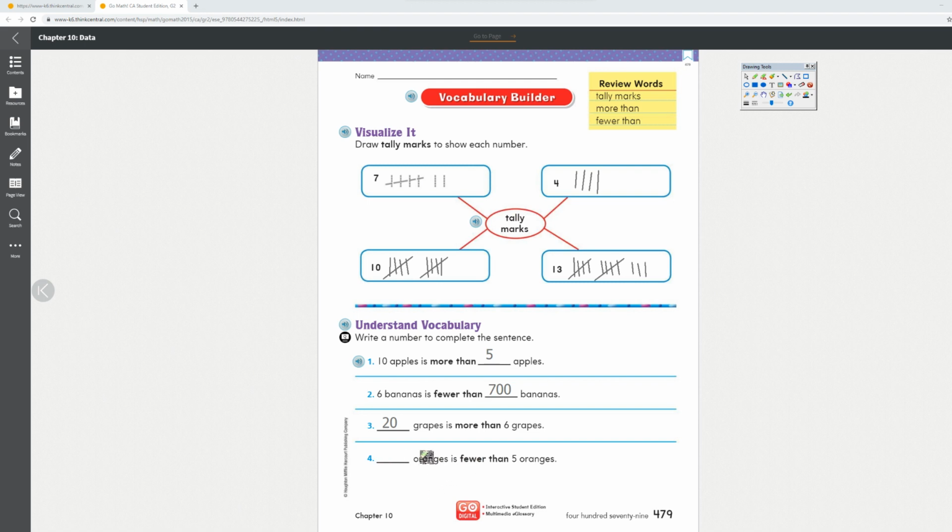So number 4, how many oranges is fewer than 5 oranges? So this is less than 5 oranges. So the numbers here could be 4, 3, 2, 1, or 0 for the answer for number 4.